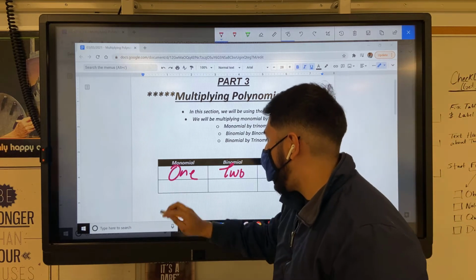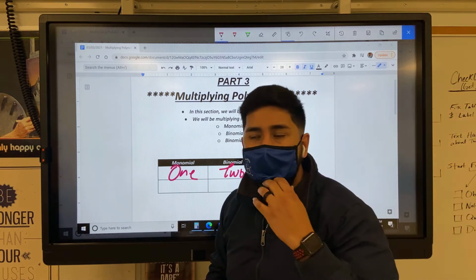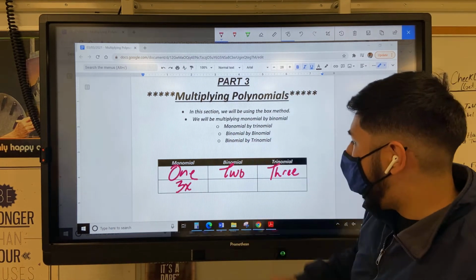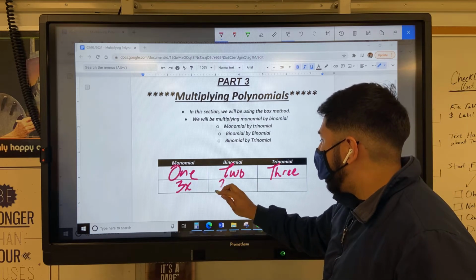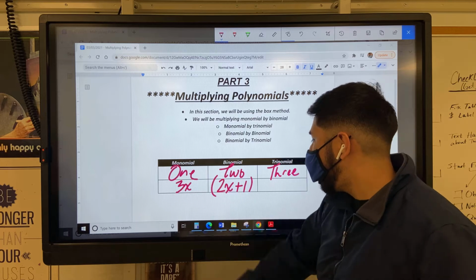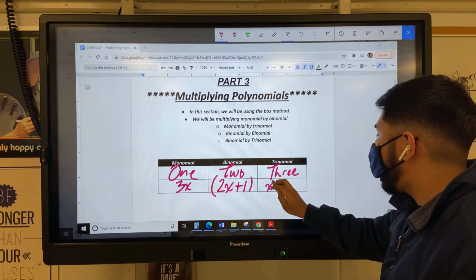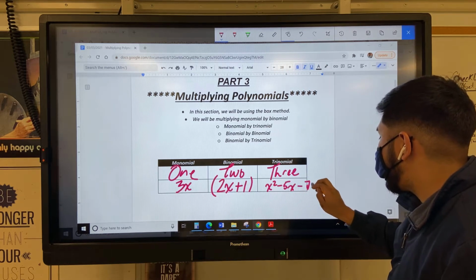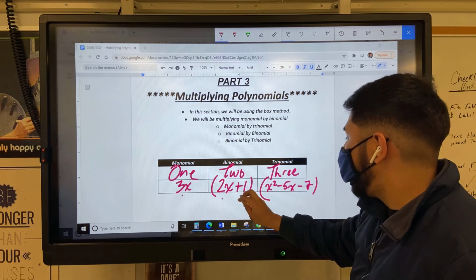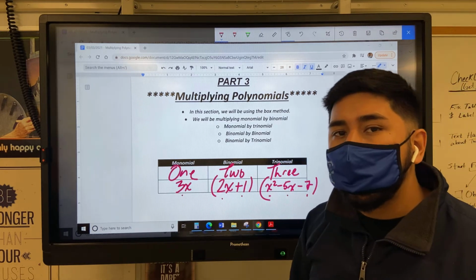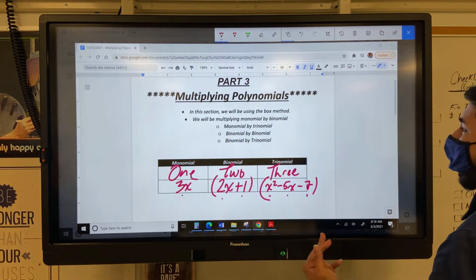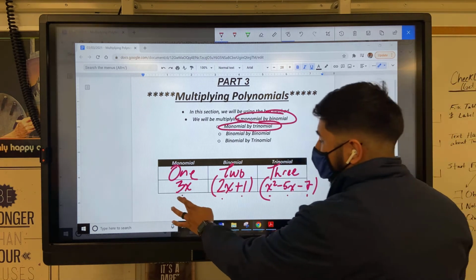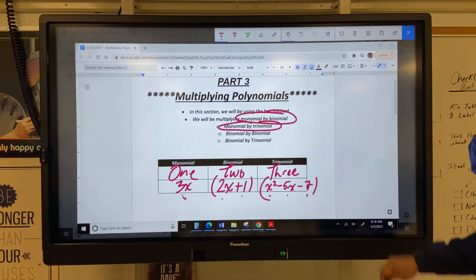How does that look? Right here, we just have one term. I wish you all were in here to be able to tell me, oh, I know, maybe it's just a 3x. Perfect. Binomial with just two parts, maybe a 2x plus 1. And then a trinomial, our best friend, x squared minus 5x minus 7. One person, two people, three people. Not too bad. Make sure you know those vocabulary words because today we're doing mono times bi, mono times tri. So we're going to do 1 times 2 and then 1 times 3. Let's go.